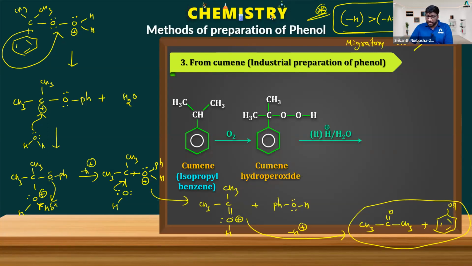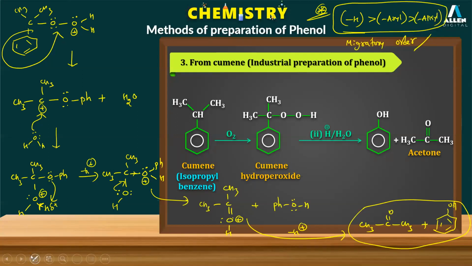Cumene, isopropyl benzene, forms cumene hydroperoxide. Upon acidic hydrolysis of cumene hydroperoxide, you get phenol and acetone. Acetone is obtained as a side product, which can also be used for different other purposes. Is that clear, students? Yes, sir.